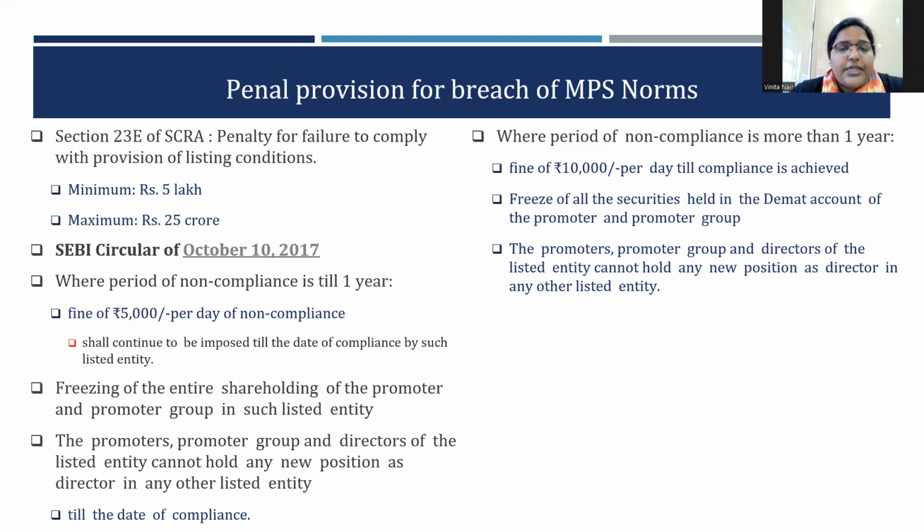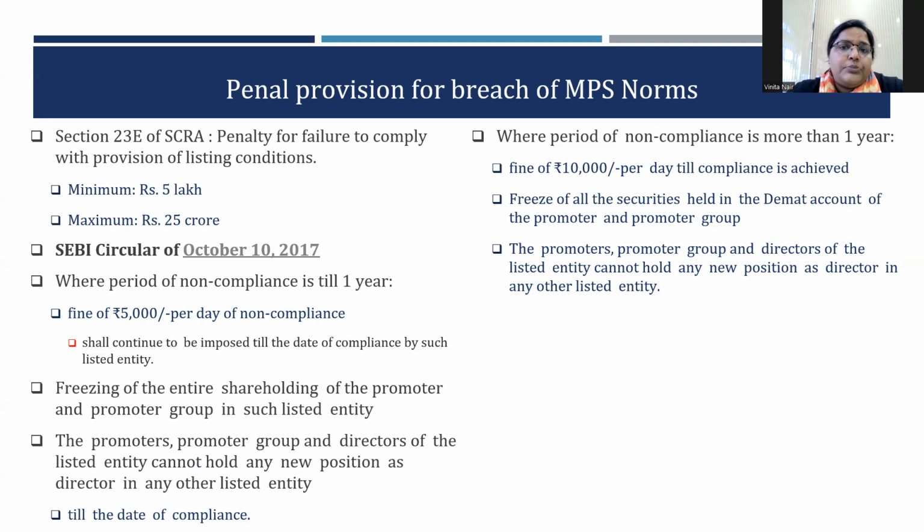And in October 2017, SEBI had also delegated this power to stock exchanges, whereby the stock exchanges could levy the fine and take action against the entity and the promoter group entities for breach of MPS norm. So where the period of non-compliance is up to 1 year, in that case, there is a fine of 5,000 per day, and the promoter and promoter group shareholding in that particular listed entity gets frozen till the date of compliance, and the promoter group individuals as well as the directors will not be able to take up any new position as a director in any other listed entity.